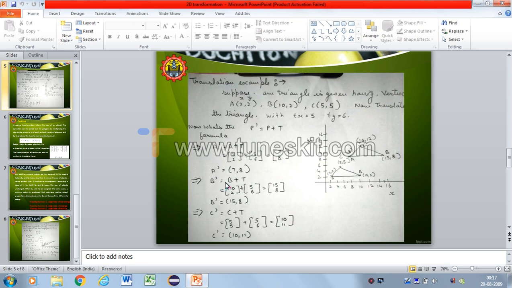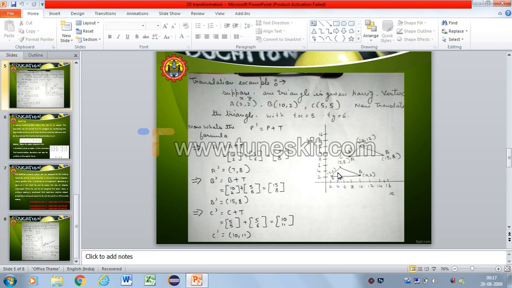Now B dash is original B plus the translation distance T. So the original coordinates of B are 10, 2, with x above and y below, 10 over 2. Then Tx and Ty are again 5 and 6. Now we add these two column matrices: 10 plus 5 is 15, and 6 plus 2 is 8. We get the new coordinates 15, 8. These are the new coordinates of B dash.